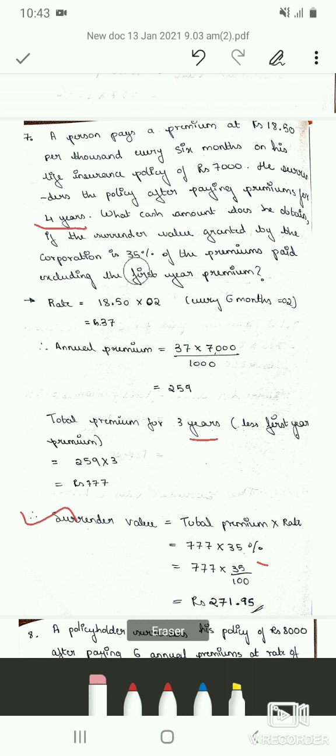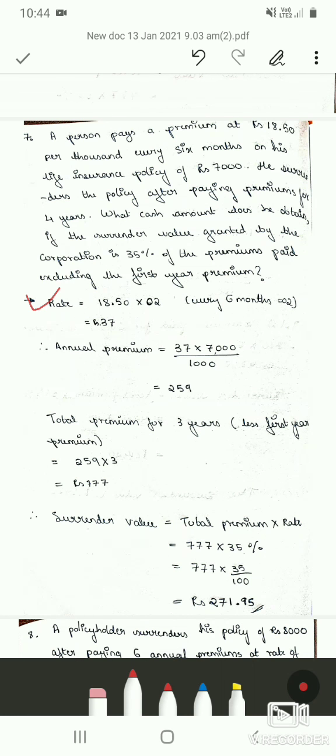So in this question they have given the rate in terms of 6 months instead of a year. So in other questions the rate would be rupees 18.50 per 1000 per year, but here instead of a year they have given every 6 months. Therefore we have to calculate the rate in terms of 1 year, which is 18.50 into 2, and then we can go in the usual method, that is we have to calculate annual premium and then find total premium and then the surrender value.